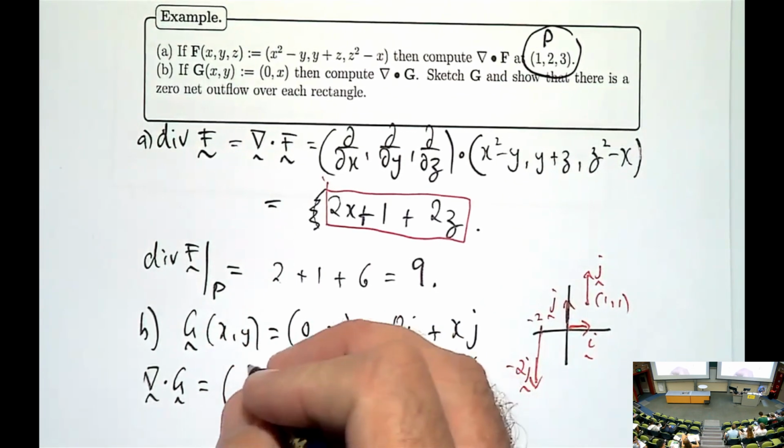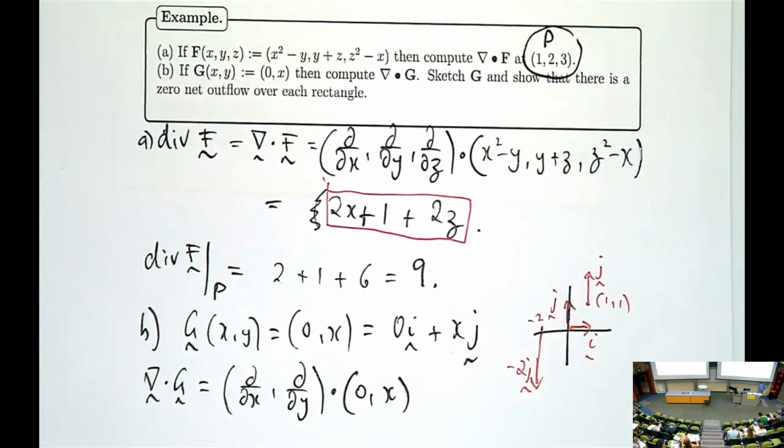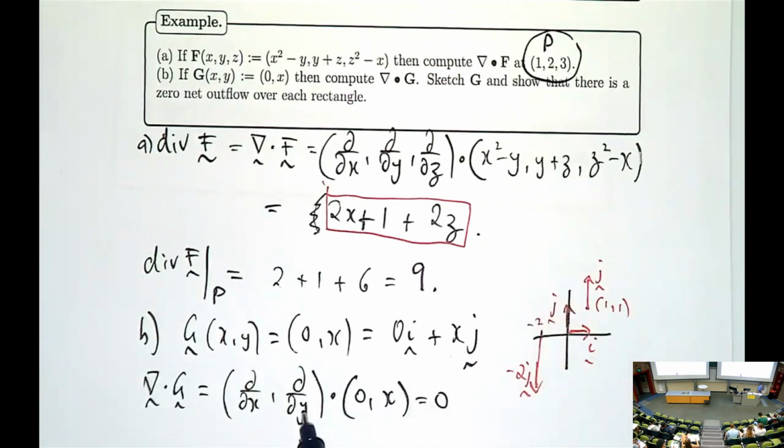For this one, we're only in 2 dimensions, so we can just do this. Okay, d/dx of 0 is going to be 0. d/dy of x is 0. So, in this case, we get an answer of 0. And it doesn't matter where we are, the answer is still 0. So, this is what we call the characteristic of an incompressible fluid. Okay, an incompressible fluid. So let me explain that a little bit more, where we sketch G and show there is a 0 net outflow over each rectangle.